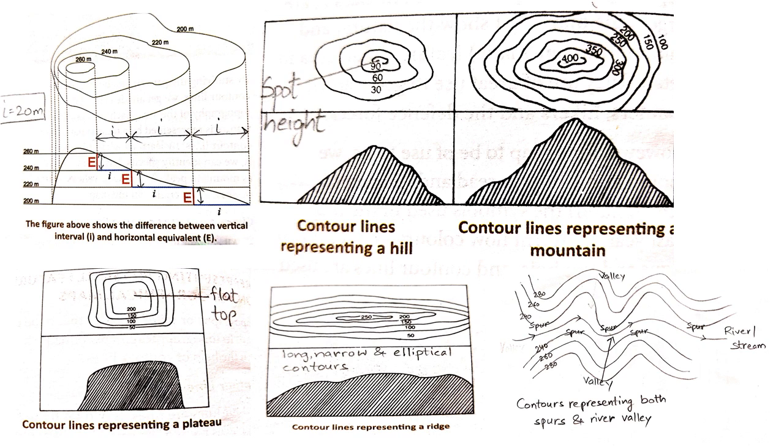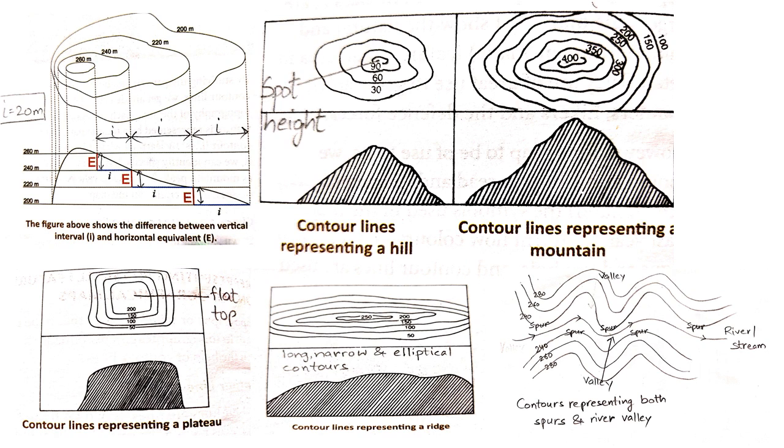Next is contour lines representing a plateau. Plateaus are broad highlands that rise abruptly. It is also called tableland because of its shape. If we see the plateau from above, it is a flat top mountain. The flat top is shown here measuring 200 meter in height from sea level.